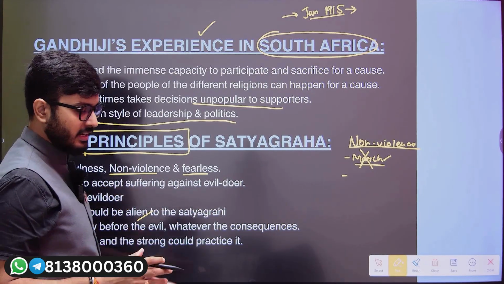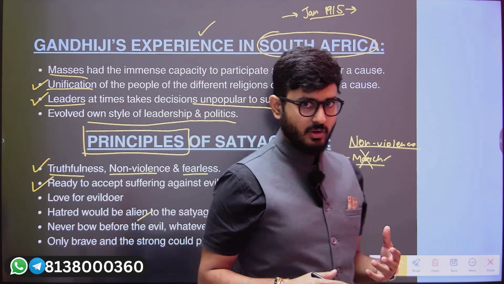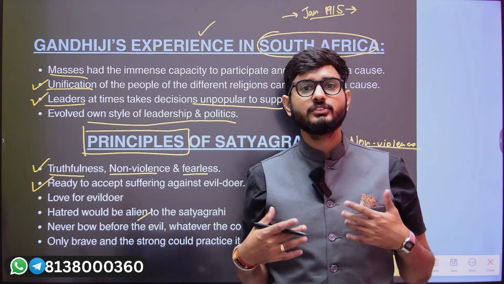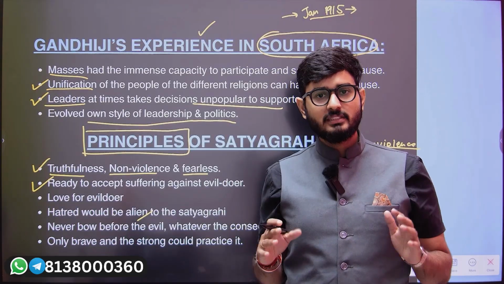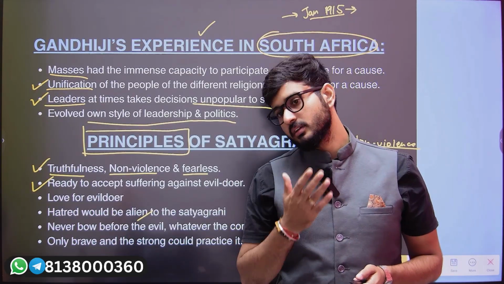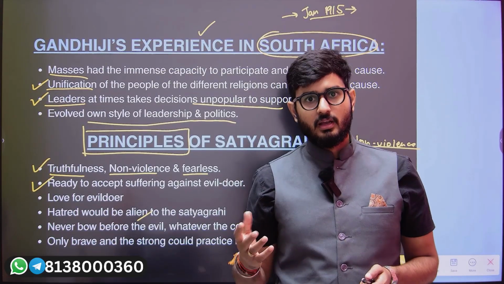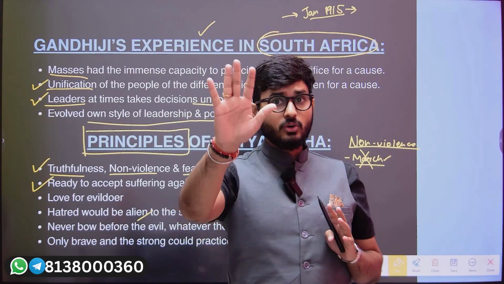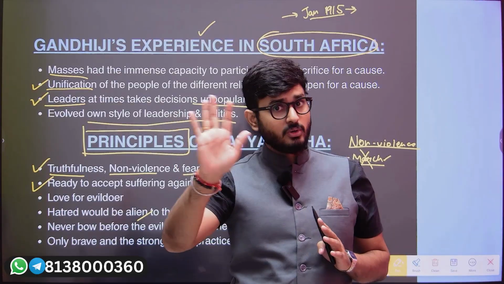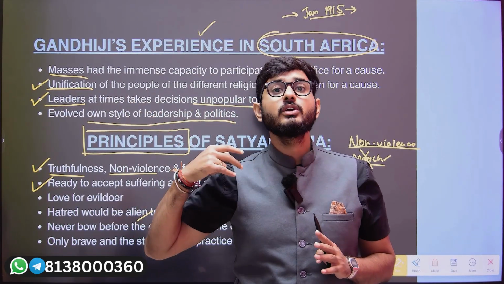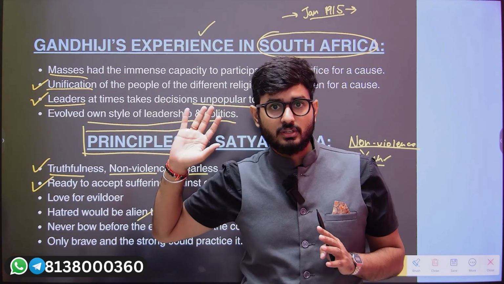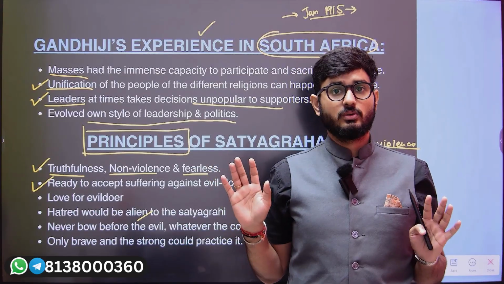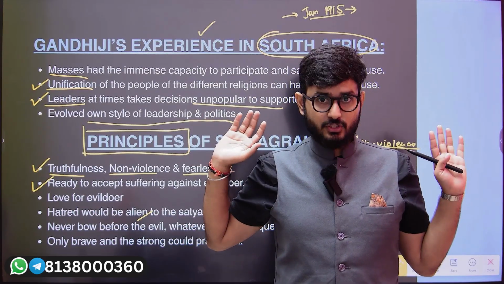Moreover, he said that Satyagraha can only be done by the strong. It cannot be done by the weak, because Satyagraha included acceptance of suffering. That means that if one person is slapping you, you keep on taking it, and you will not retaliate. It is resistance, and along with that resistance, I am not going to hate you. Even if you are slapping me, I am not going to hate you. Hatred would be alien to my nature. I am going to have love and respect for the evildoer also.